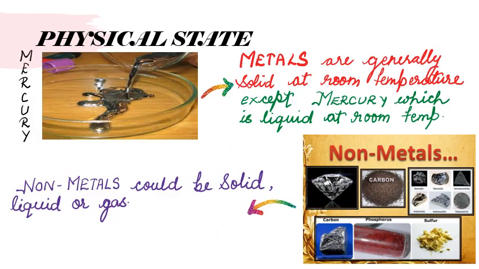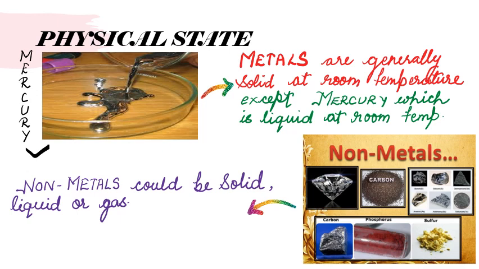The next property is physical state, and we know that matter exists in three states: solid, liquid, and gas. If we talk about metals, metals are generally found in solid state at room temperature. But again there is an exception, and this is mercury. Mercury is found in liquid state at room temperature, and we know that mercury is there in the thermometers which we use.